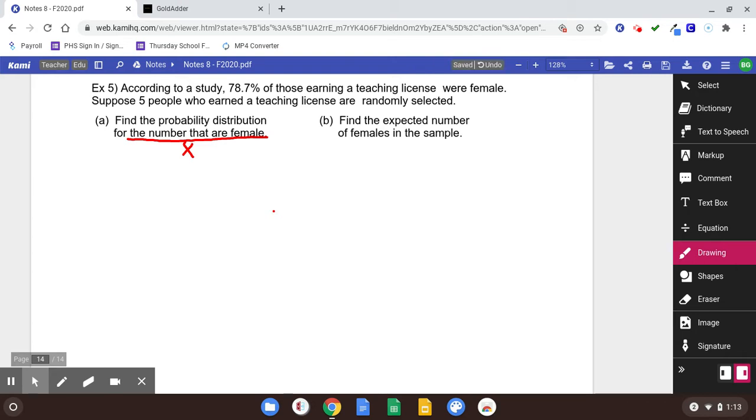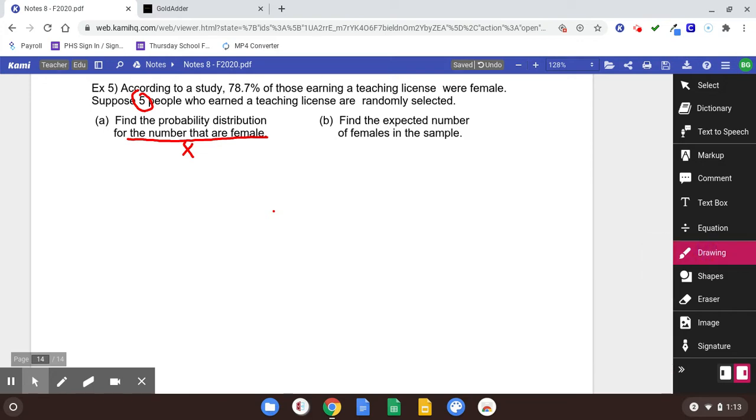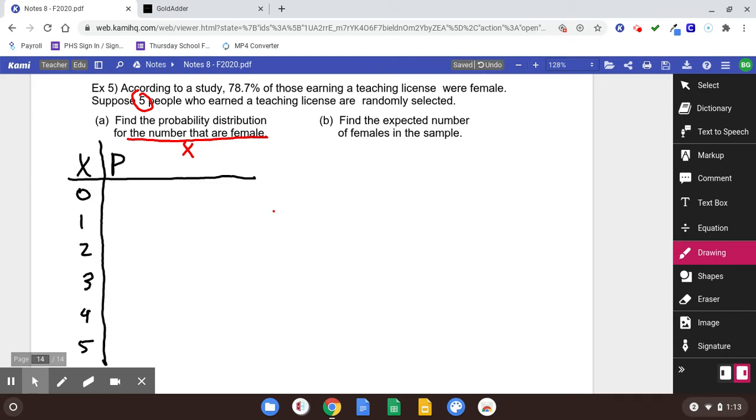Okay, so we want to know how many are female, but also the probability of each of those possibilities. It says 5 people are selected, so you could have anywhere from 0 to 5 females in that group. So this is going to be kind of a big probability distribution, I suppose. But that random variable could take on values 0, 1, 2, 3, 4, or 5. Now we need to talk about the probabilities of each of those random variable values. Okay, so we've got this value, this 78.7% here.